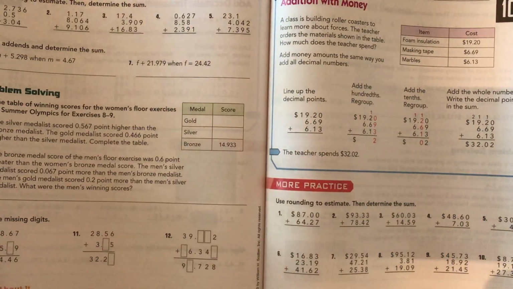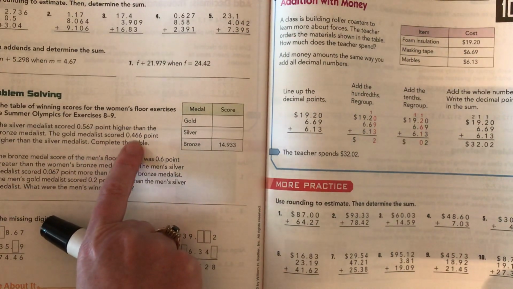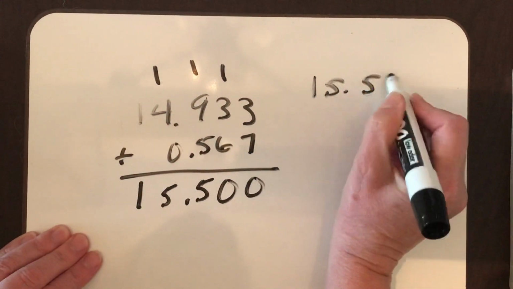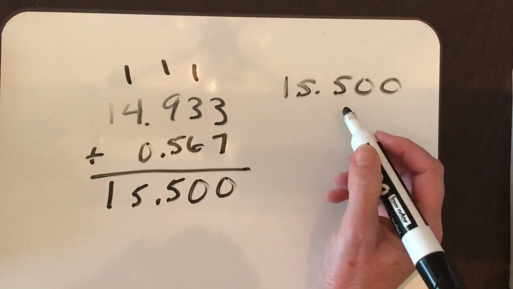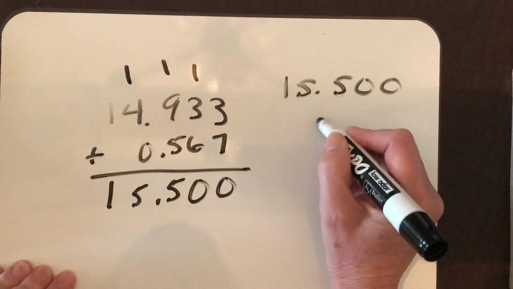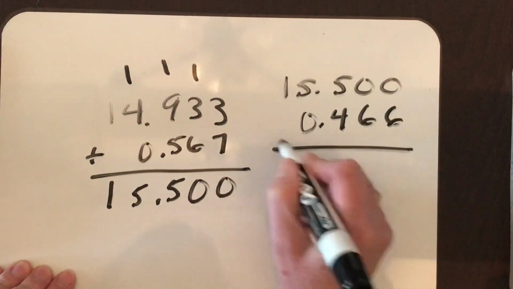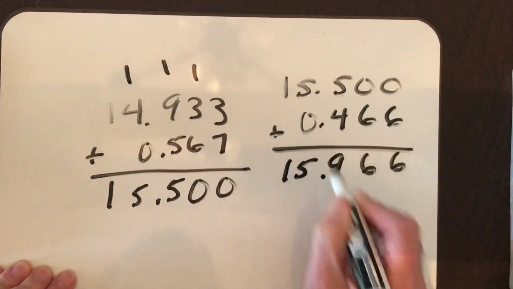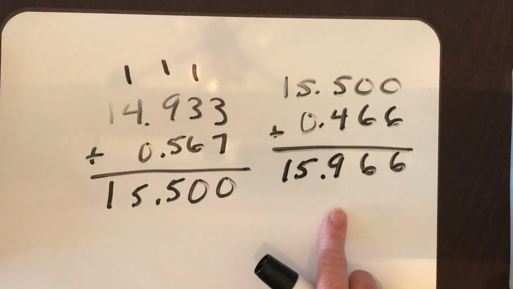Okay, now we need that number to figure out the gold medal because it says the gold medalist scored 466 thousandths of a point higher than the silver medalist. So I'm going to take this number right here, that's my silver medal score. And that's 15 and 500 thousandths. And I'm going to add 466 thousandths to it to get the gold medal score. That's 6, 6, 9, and 15. So there is my gold medal score, 15 and 966 thousandths.